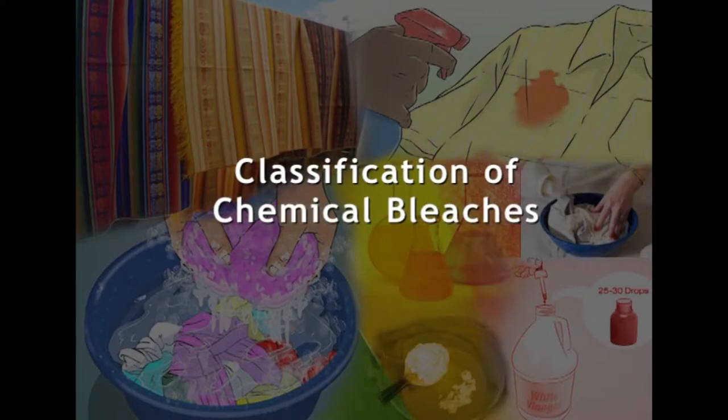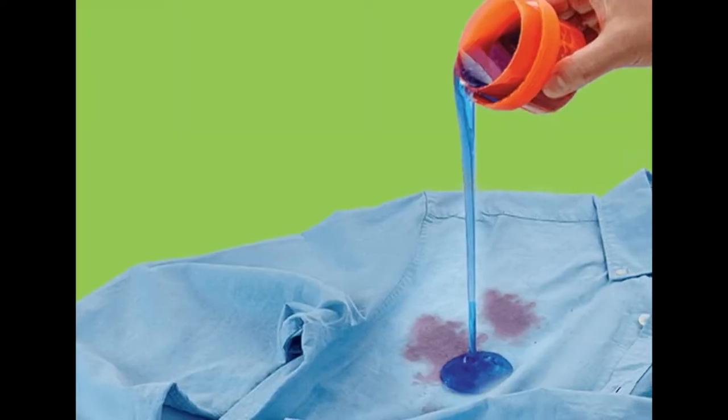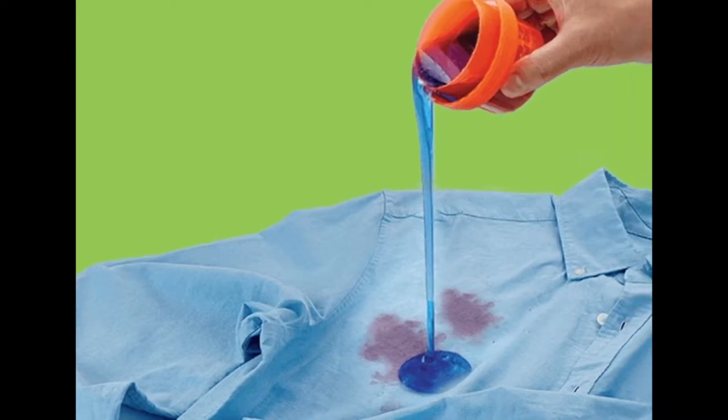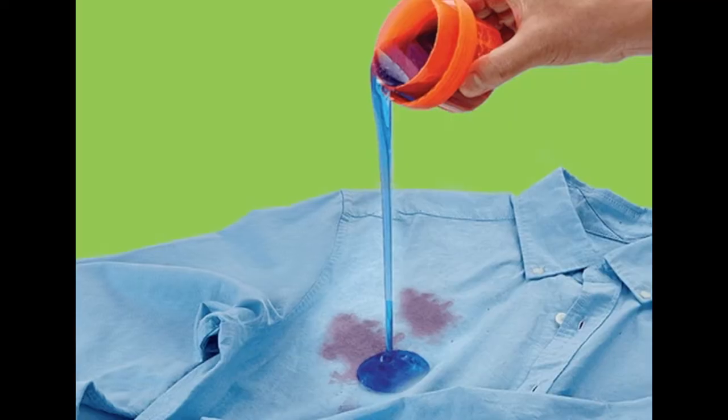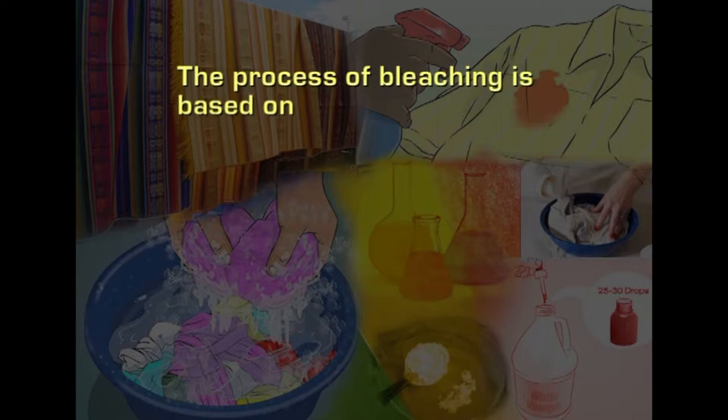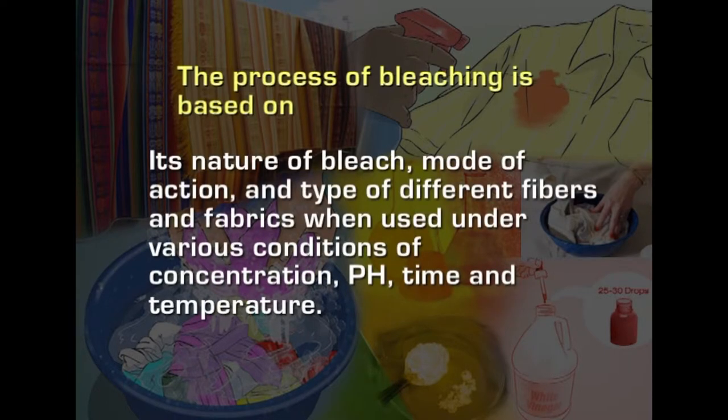Now let us look at the classification of chemical bleaches. Bleaches are used in laundering to remove stains that do not respond to normal washing. Bleaches should not be used as cleansers. It is not possible to bleach the dirt away in laundering clothes. The process of bleaching is based on the nature of the bleach, its mode of action, and the types of different fibers and fabrics when used under various conditions of concentration, pH, time, and temperature.